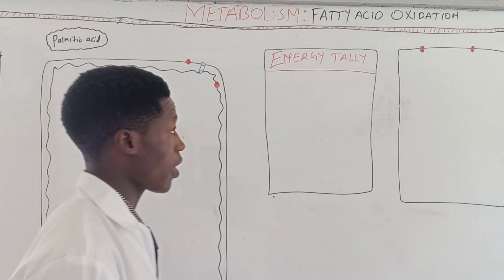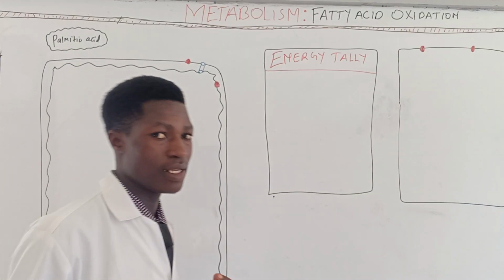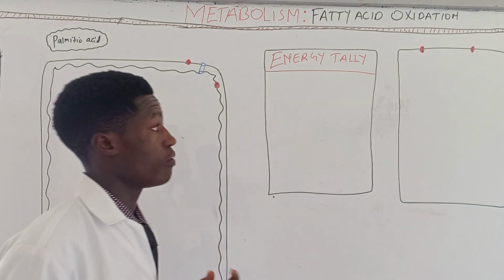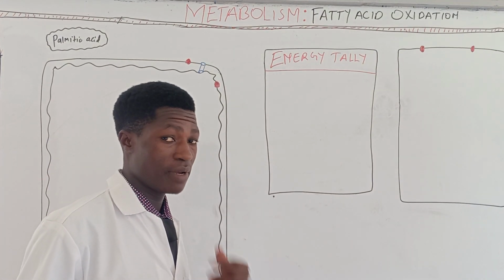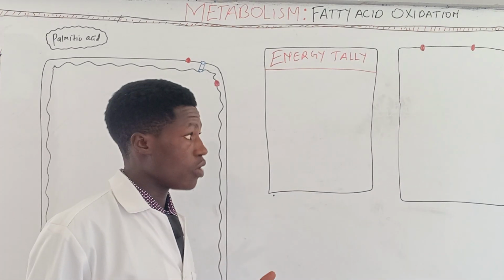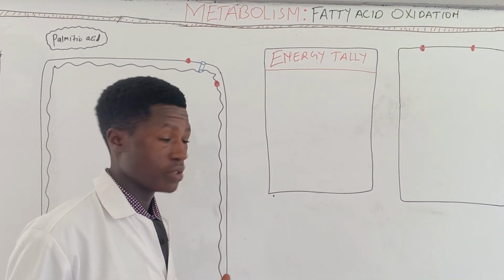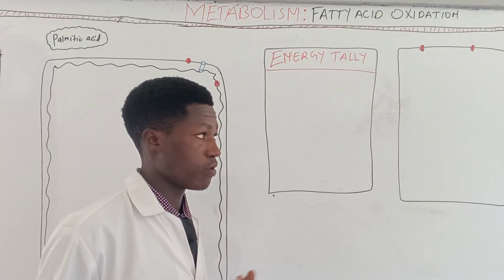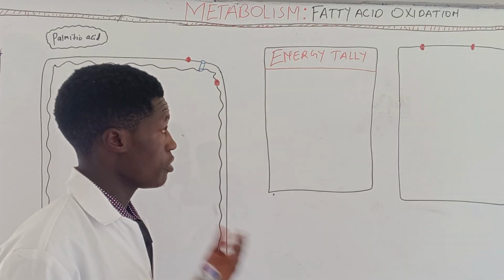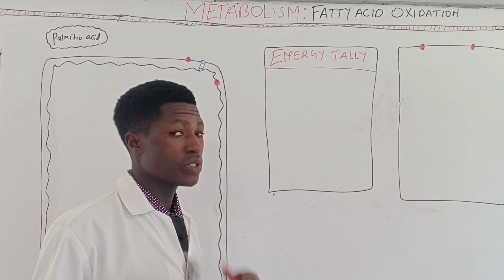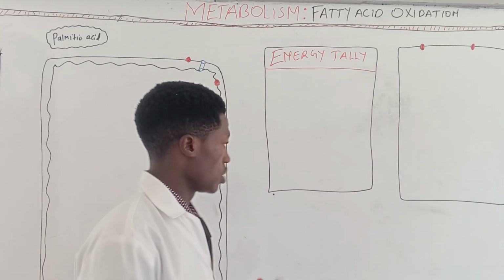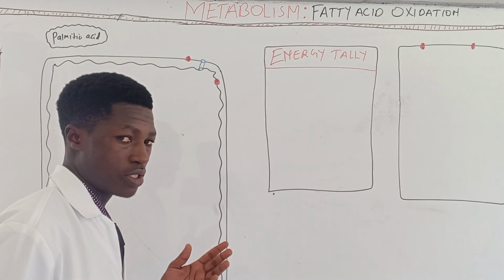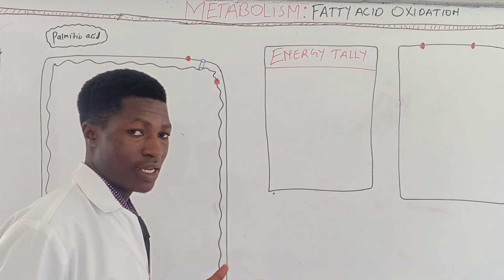So in this video, we are going to do the energy tally, the amount of energy that can be formed as a result of the breakdown of palmitic acid. And if you haven't watched my previous video on the oxidation of fatty acid, the beta oxidation, then I would advise that you go and watch it so that you can know what you are going to do from here. Now, when we broke down the palmitic acid, we produced acetyl-CoA, right? So how many acetyl-CoA did we produce? We produced 8 acetyl-CoA and, in 7 rounds, 7 NADH and FADH2.